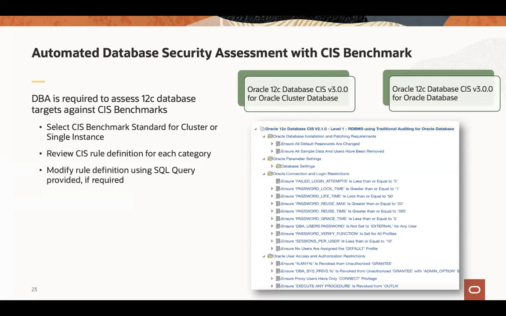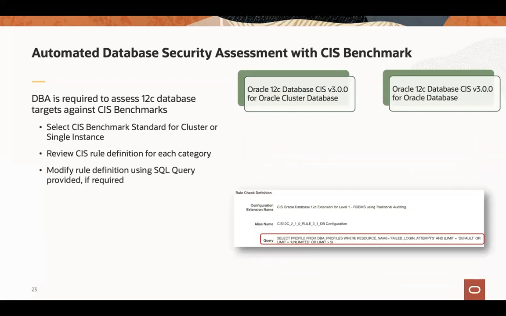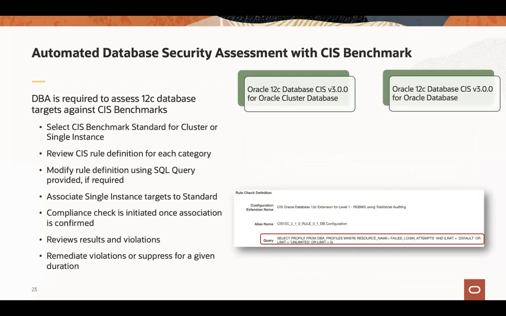If required, you can modify any rule definition using the SQL query provided in the product itself. Say, for example, you want to modify the rule failed login attempts is less than or equal to 5. You click on that and it gives you the SQL query right in the product. You don't have to look at some documentation to get this information. You can pick up that SQL query and modify it to meet your requirements. Once the rules are reviewed and modified, you can associate the targets to the standard, which immediately initiates a compliance check.